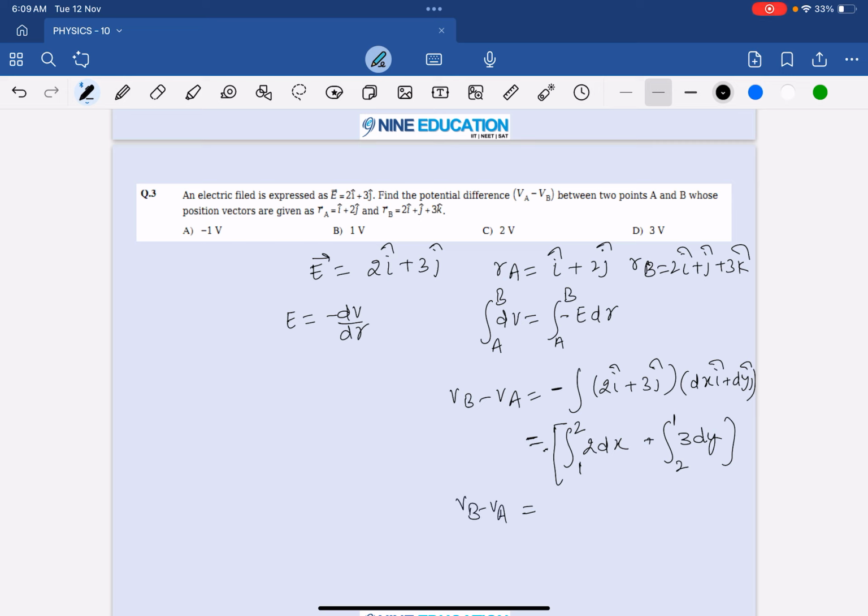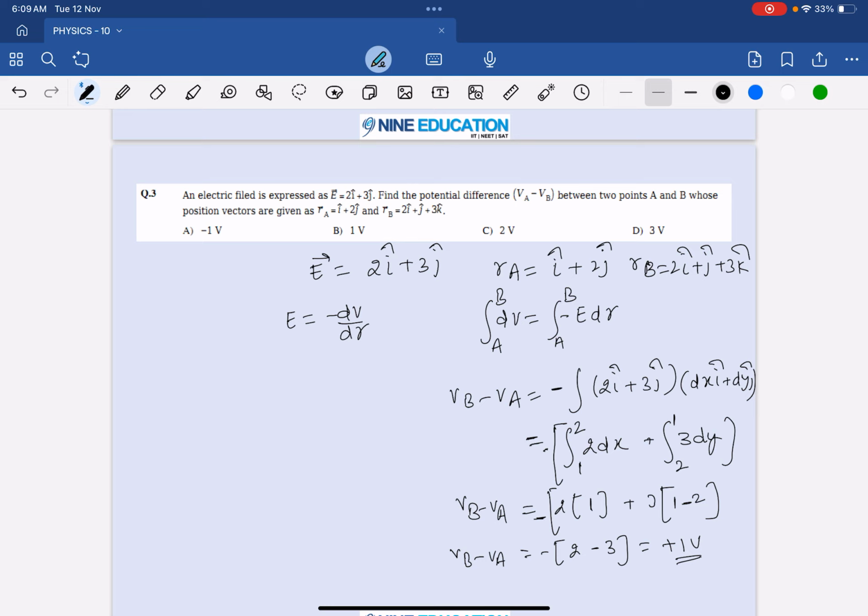Sir, VB minus VA is going to become 2 times 2 minus 1, which is 1, plus, अच्छा, minus again, it is outside, and this will be 3 times 1 minus 2. Correct? So it is going to become minus, and this will be 2, and this is going to become minus 3. We are able to see that this is minus 1, and minus 1 multiplied by minus 1 is going to become plus 1. So VB minus VA is plus 1 volt.